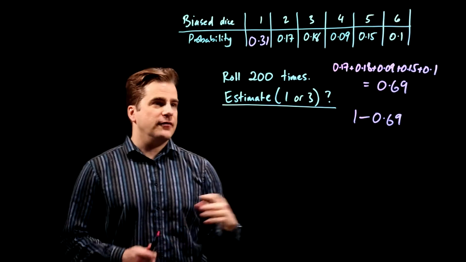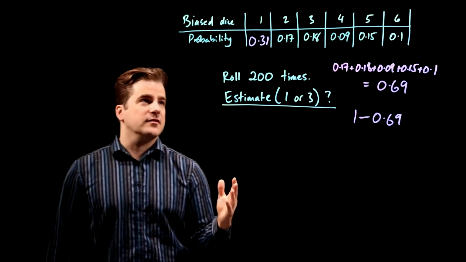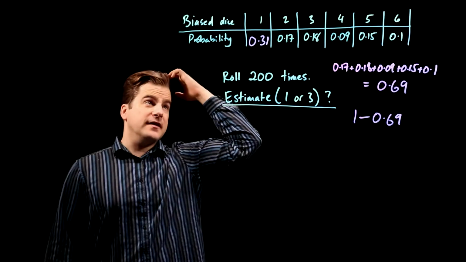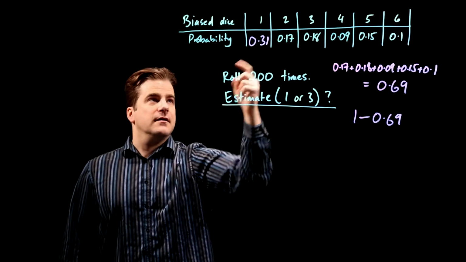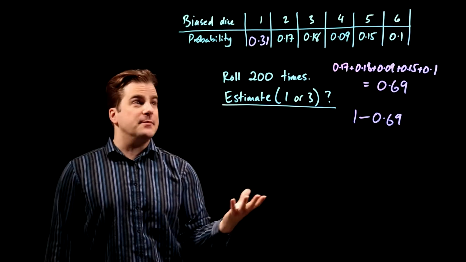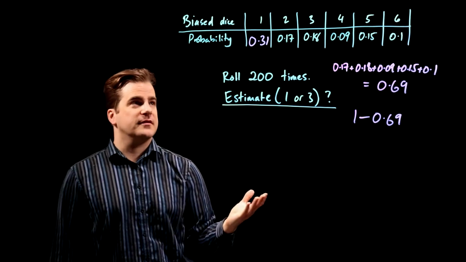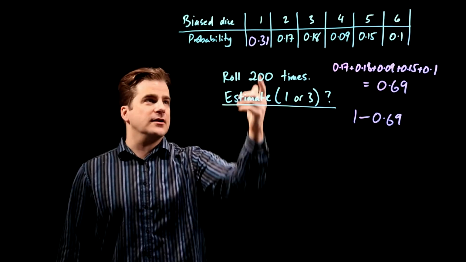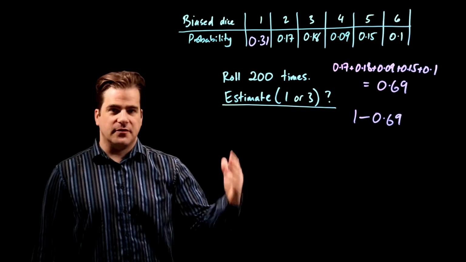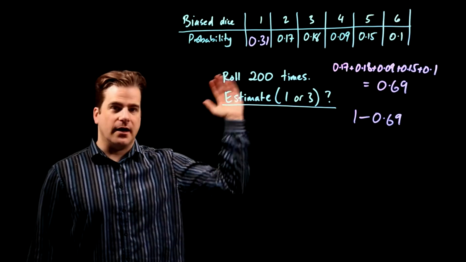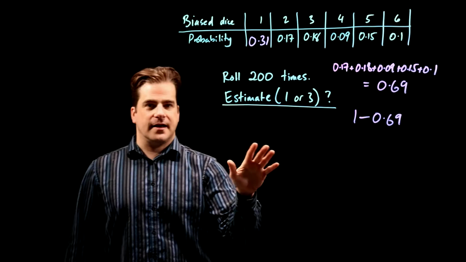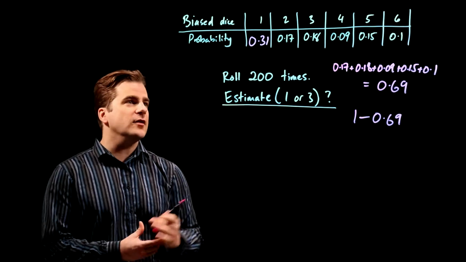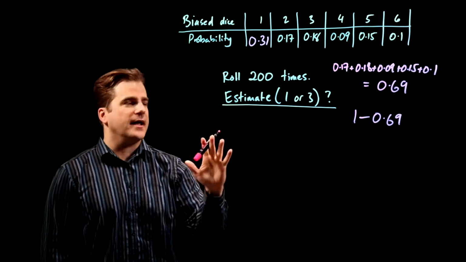In reality, if you rolled this dice 200 times, maybe exactly 31% of them would be a 1, but it's unlikely. You could get 29% or 30% or much lower or higher. So that's why it's an estimate. We assume that 31% are going to be 1.